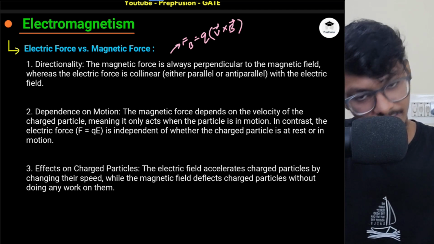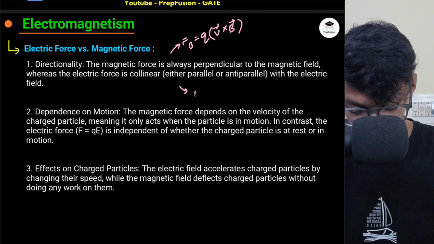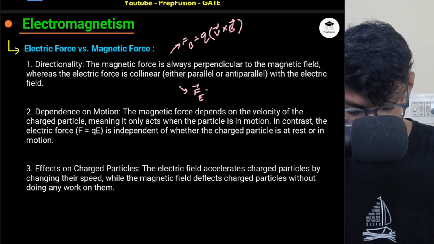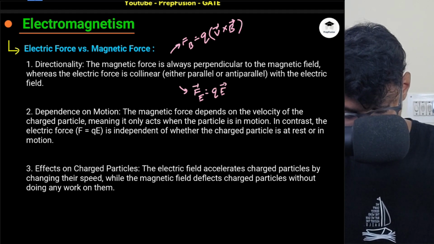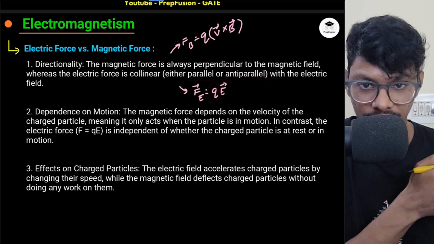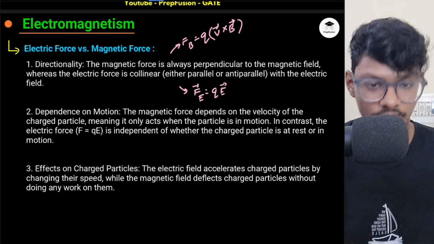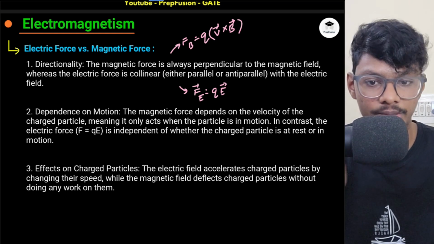This has been explained multiple times in this lecture, so I will not go too in depth. But what is the electric force? It is Q times E. Simply it's a scalar multiplication. It can be either positive multiplication or negative multiplication. So either it will be parallel or anti-parallel, 180 degrees apart. That's why the electric force is always along the field direction, and the magnetic force is always perpendicular to it.